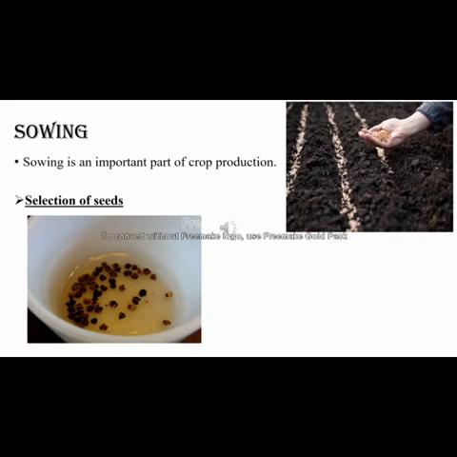So sowing is an important part of crop production. Before sowing, good quality, clean and healthy seeds of good variety are selected. Why do farmers prefer to use these seeds? Because they give a very high yield. To select a seed, a farmer takes seeds and puts them in water, and checks whether the quality of the seeds is good or not.